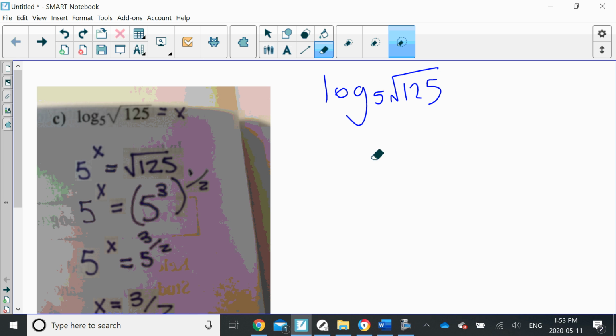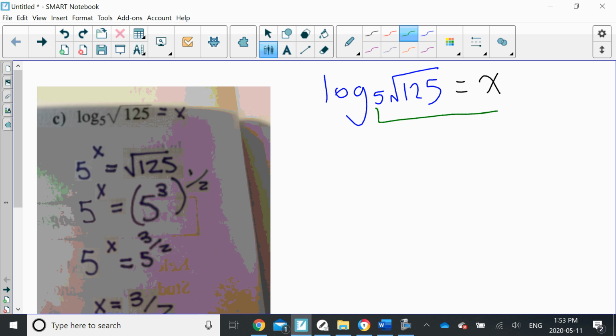So I think what the question would have been is evaluate what the log base 5 of the square root of 125 is. Whenever you're evaluating, we could have done this by change of base, but I think they want us to use exponential functions. So let that equal x, and then change it from logarithmic to exponential. So 5 to the power of x is equal to the square root of 125.